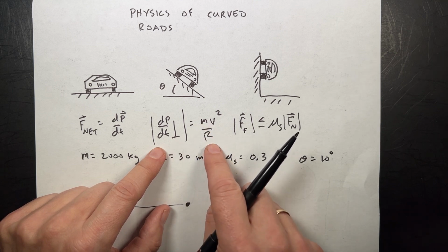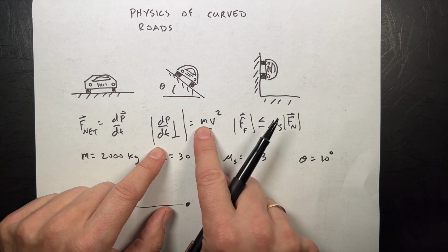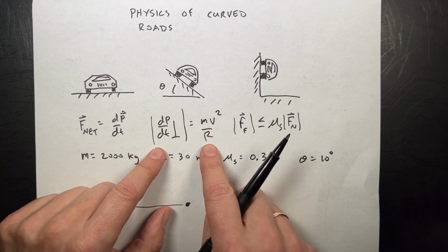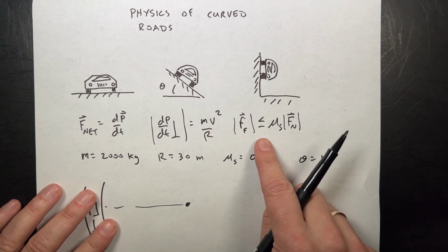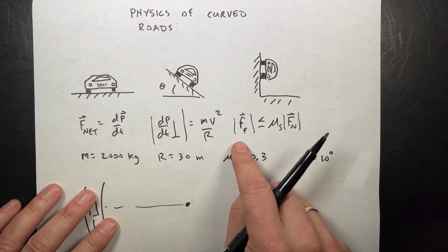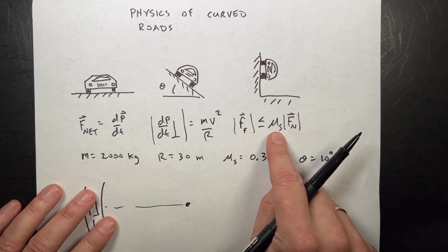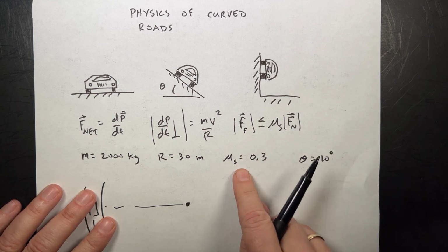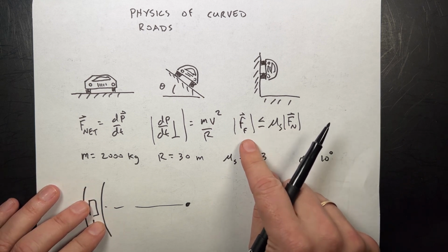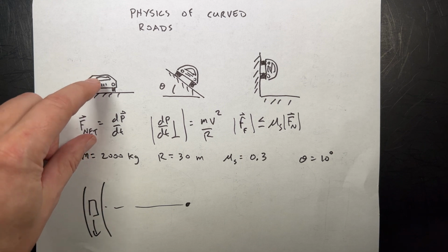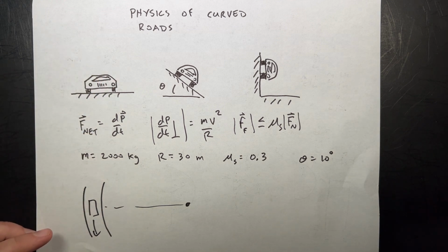A lot of people call this centripetal force, center pointing force, but it's the mass of the object times the velocity of the object squared divided by the radius of the curve. And then the other thing that we're going to need is this model for static friction. The magnitude of a static friction force is less than or equal to some coefficient times the magnitude of the normal force. And the frictional force is always parallel to the surface. So let's do this one. Let's draw a force diagram for this one, and we're going to see what we can find out.